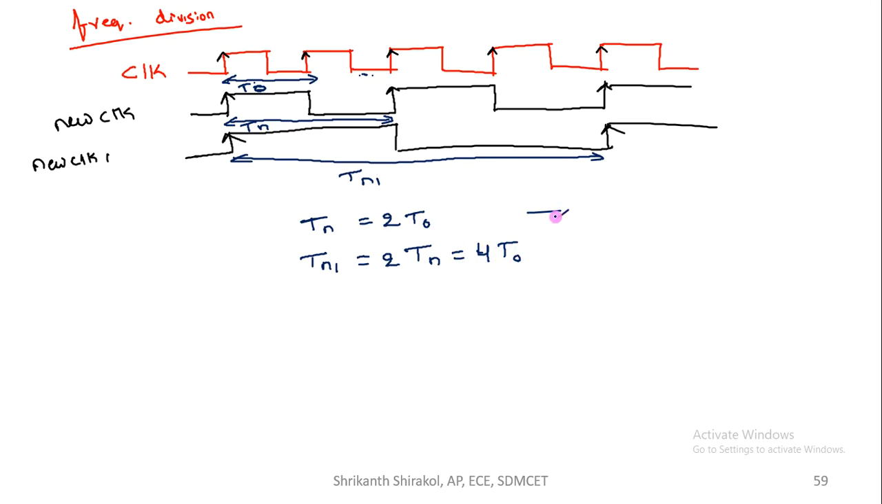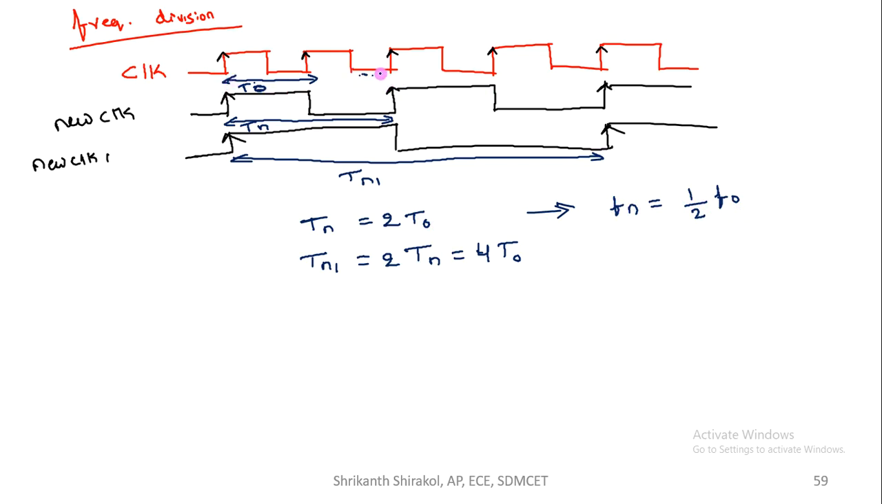Or else, in other words, this is in terms of delay; in terms of frequency, if I want to write, Fn, this F new clock, Fn is half of F naught, meaning reciprocate it. Reciprocate it, it is 1 by Tn, which means Fn. Reciprocate it, 1 by 2 here. Reciprocate it, 1 by T naught means F naught. The frequency of the new clock is half the frequency of the original clock.